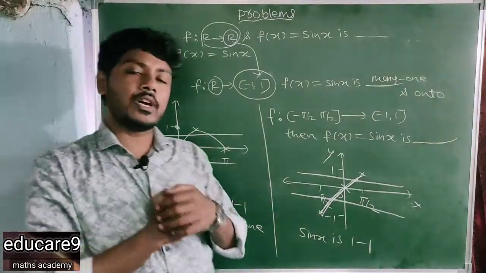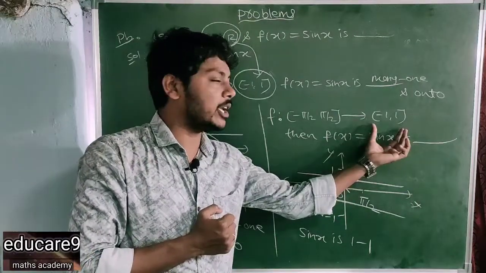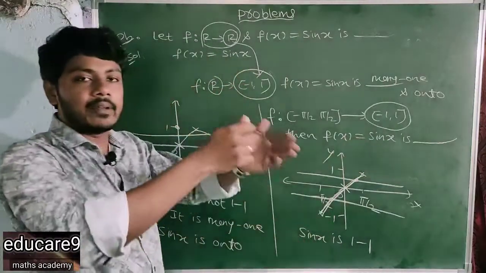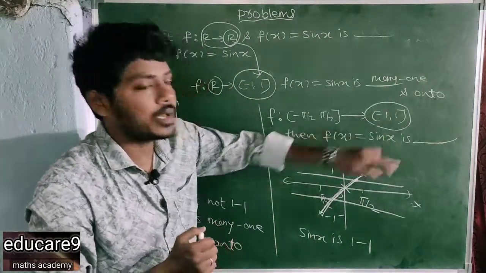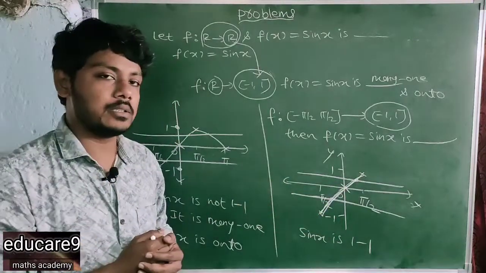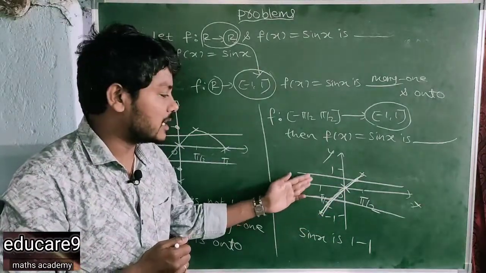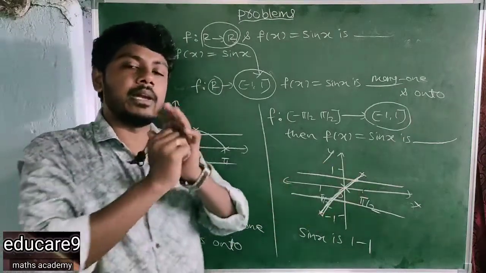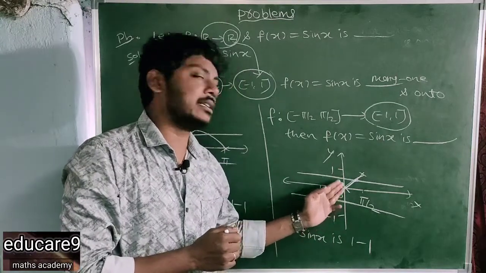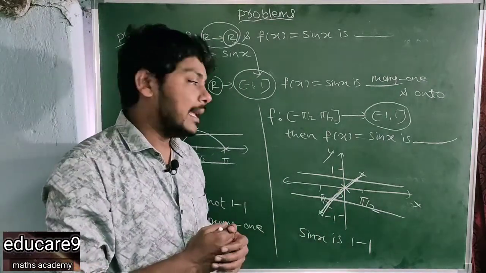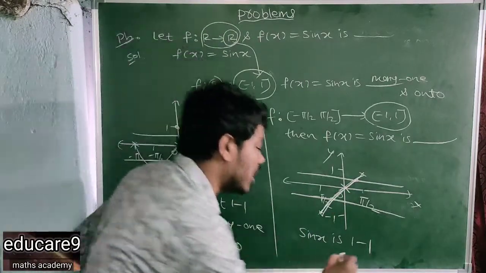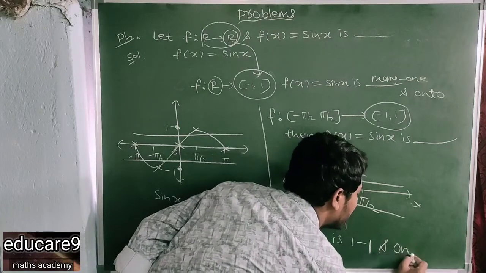Now for onto function, we have to observe the codomain elements. So what are the codomain elements here? The interval given is minus 1 to 1. So in that interval, we have to draw the horizontal lines. Clearly, these are the horizontal lines between the interval minus 1 to 1. Now, this horizontal line touches the given graph at least at one point. So in this case, sin x is what? Onto.